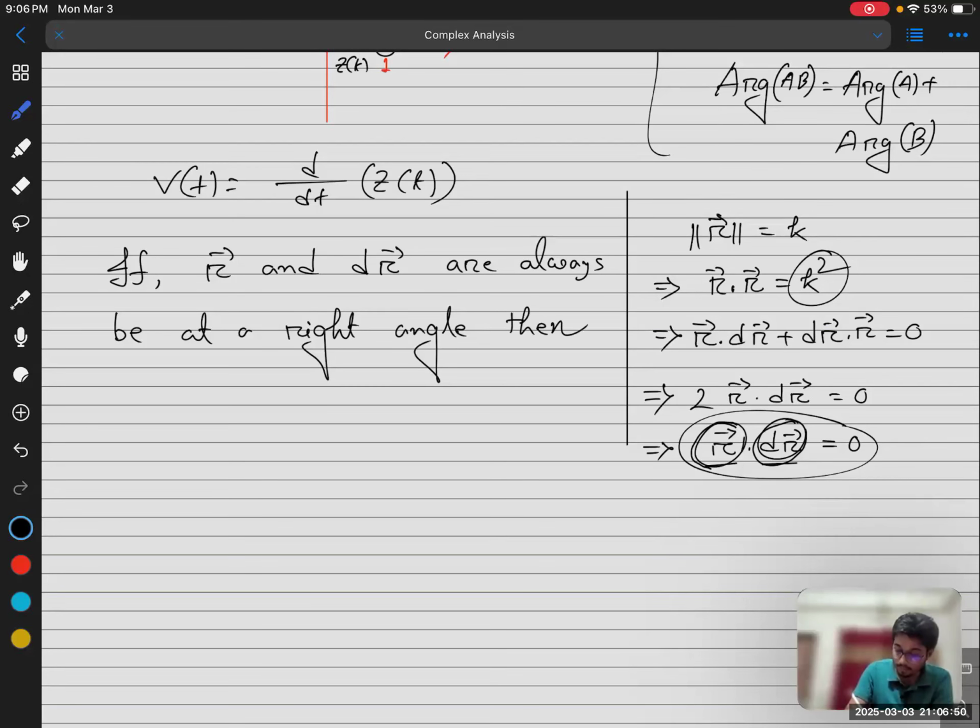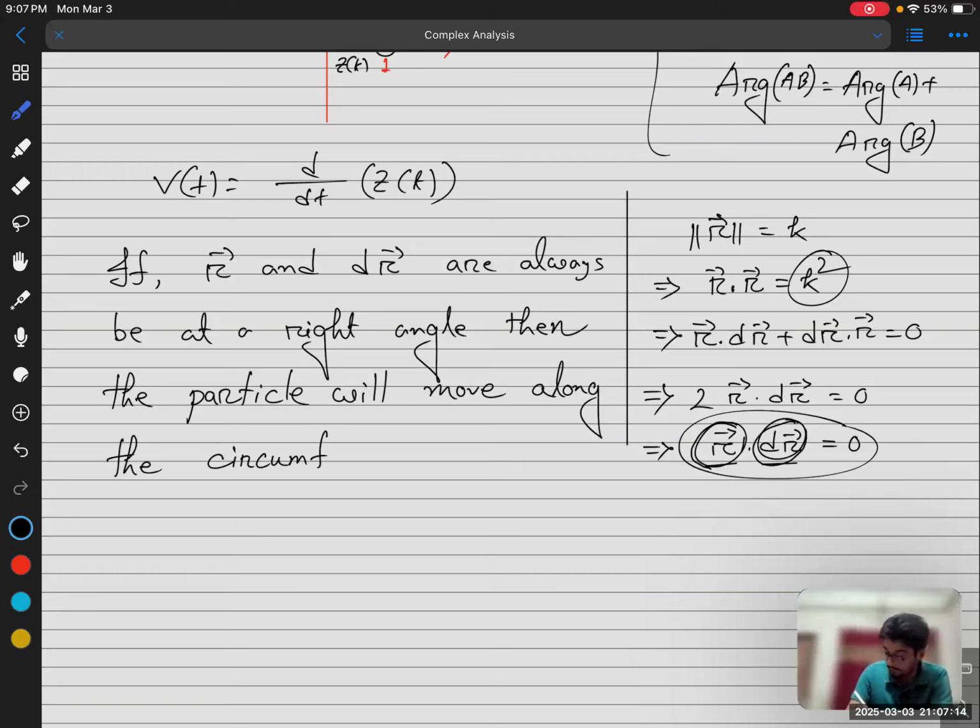then we can say that the particle will move along the circumference of a circle of radius k. So why are we considering this property?